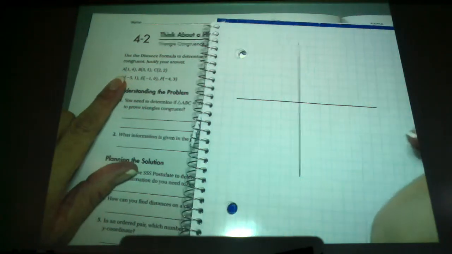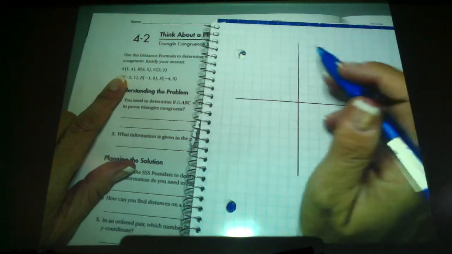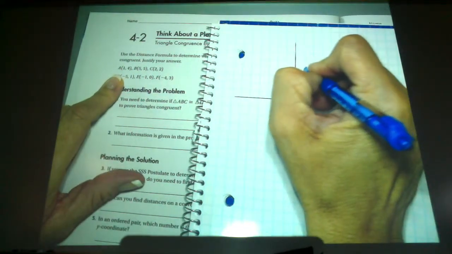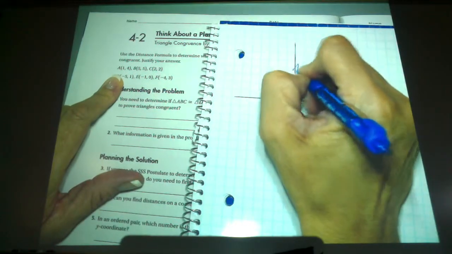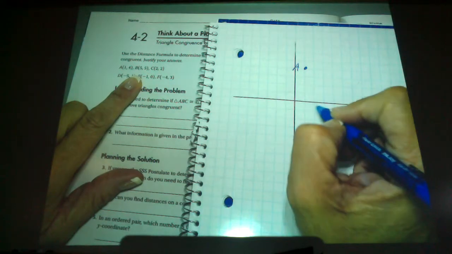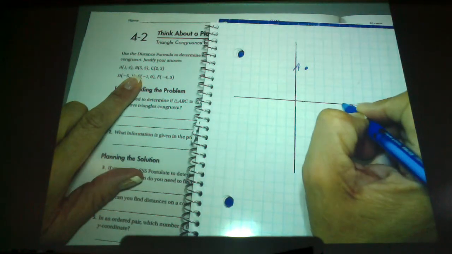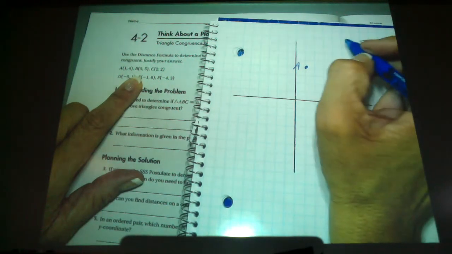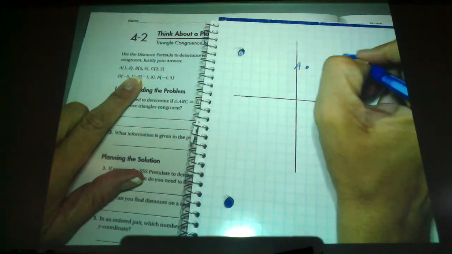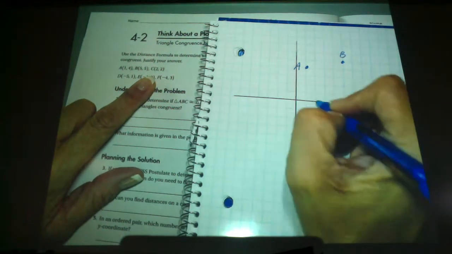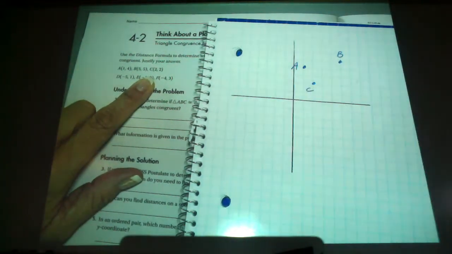So I'm going to plot the points for ABC. So A is 1, 4. And label your points. B is 5, 5. Everybody should be plotting with me. This is a participation class, not an observation. And then C is 2, 2. And then we're going to connect.